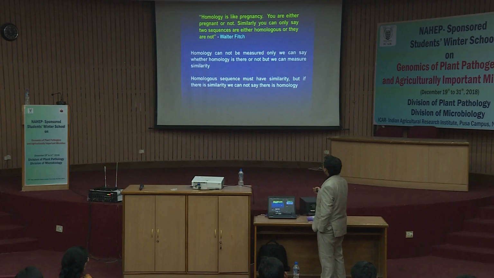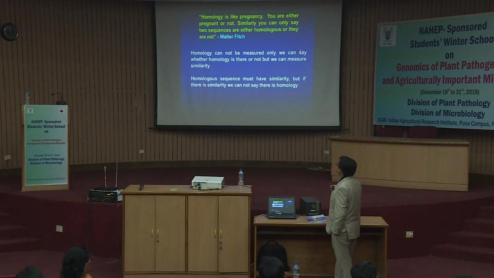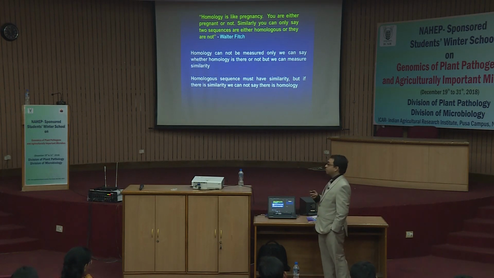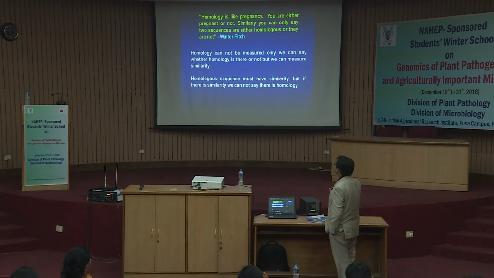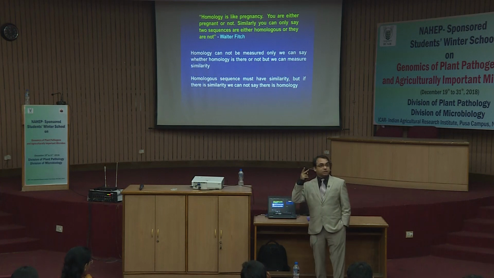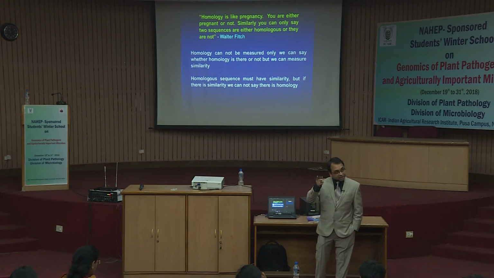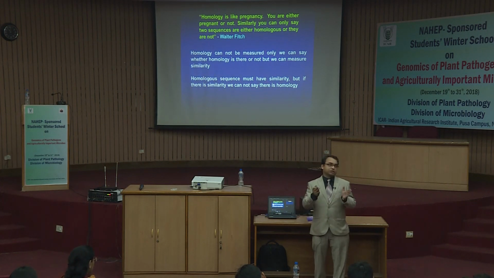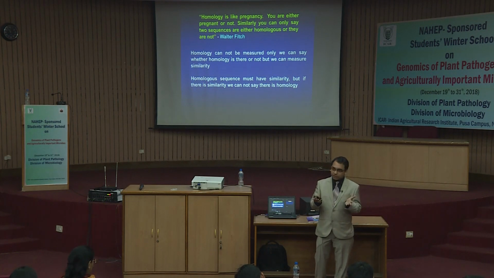So, homology cannot be measured. We can only say whether homology is there or not, but we can measure the similarity. Homologous sequences must have similarity, but if there is similarity, we cannot say there is homology. If the sequences are homologous, then they must have similarity, but if two sequences are 30% similar, they may not be homologous sequences.